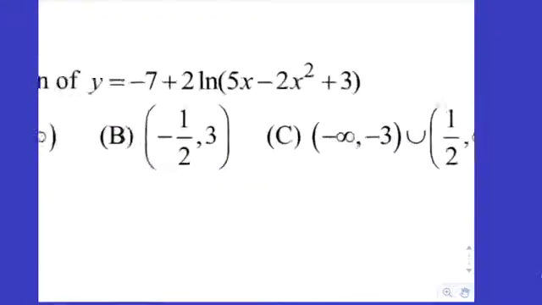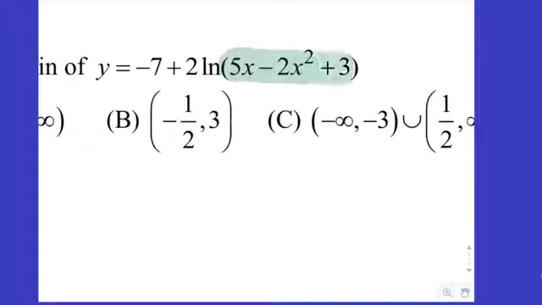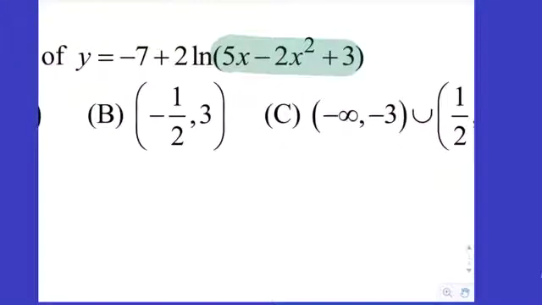Number 5, domain. We have a log function, so the domain is going to be affected by the argument. All we have to do is set the argument, 5x minus 2x squared plus 3, strictly greater than 0. We can't take logs of 0 or negatives.